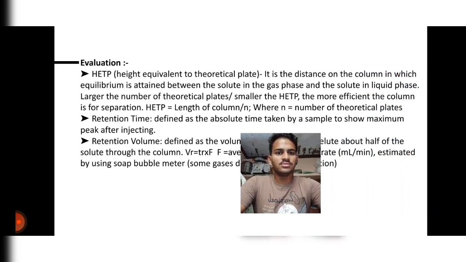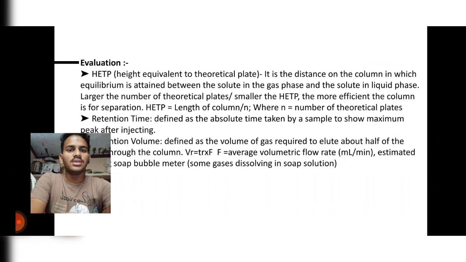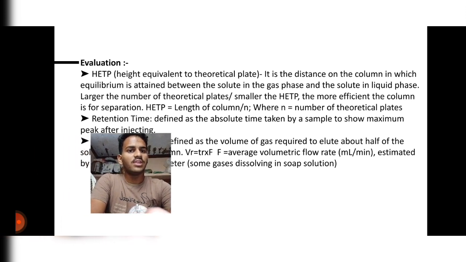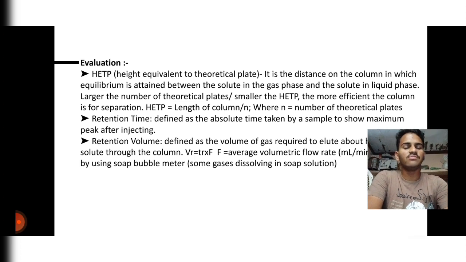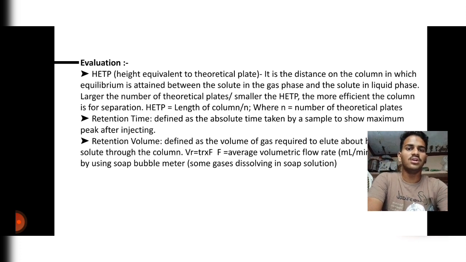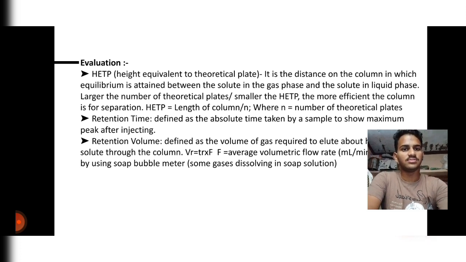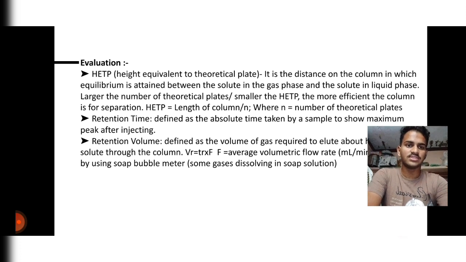Evaluation: height equivalent to theoretical plate, HETP. It is the distance on the column in which equilibrium is attained between the solute in the gas phase and the solute in liquid phase. The larger the number of theoretical plates, the smaller the HETP, and the more efficient the column is for separation. HETP equals length of column divided by n, where n is equal to number of theoretical plates.